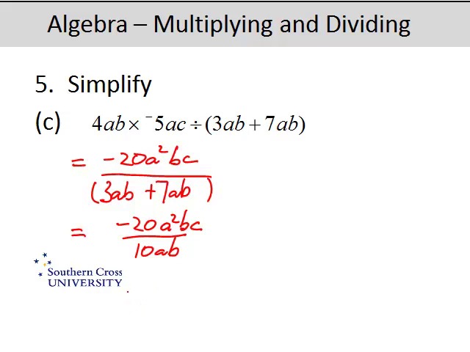Now we can do the simplifying part down. 10 goes into 10 once, 10 goes into 20 twice. So that will be negative 2. We've got an A squared over an A, which leaves an A on the top. The B's cancel out, and we've got a C on the top.